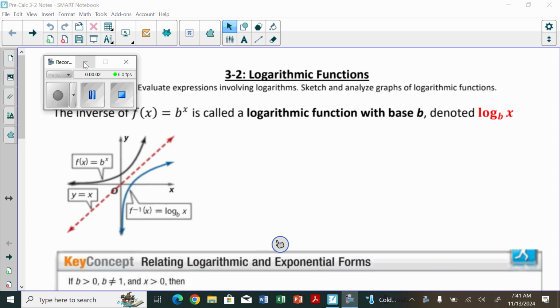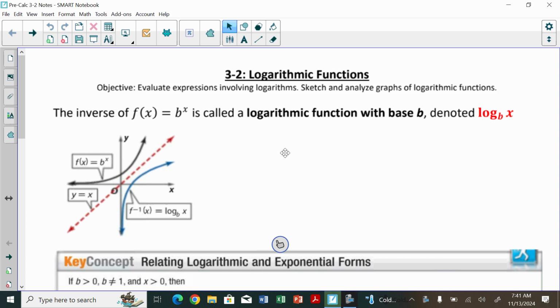All right, folks, 3-2 logarithmic functions. Today what we're going to try to do is evaluate expressions using logarithms and then sketch and analyze graphs of logarithmic functions. The first thing we're going to talk about is what a logarithmic function is.